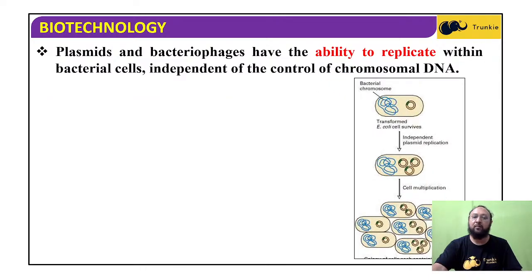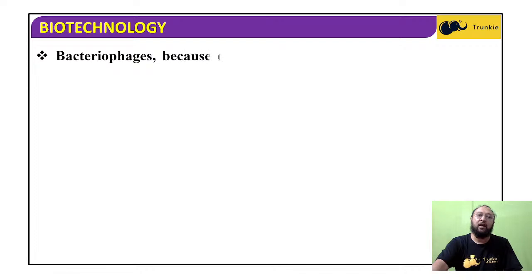Now bacterial chromosomes transferred to E. coli survive, with independent plasmid replication taking place. After multiplication we get the copies, because when the genomic DNA is replicating, at the same time the plasmid is also replicating and forming its copies, and we get that in the progeny.